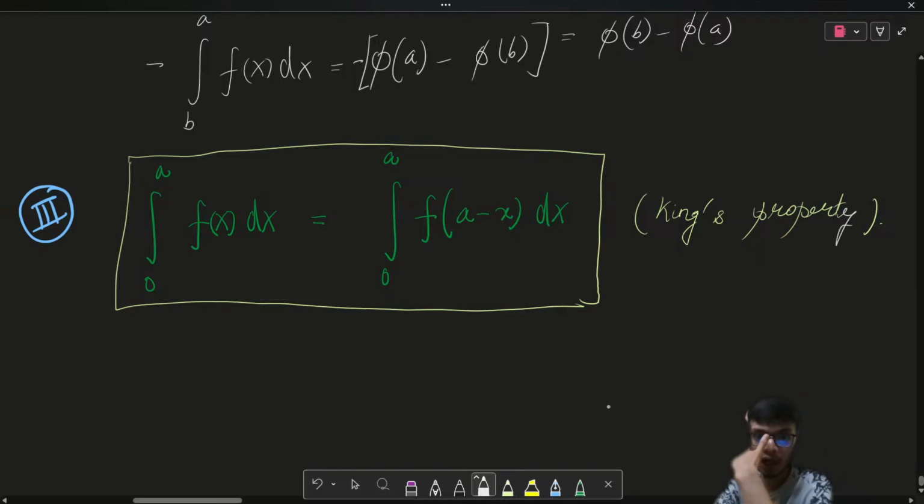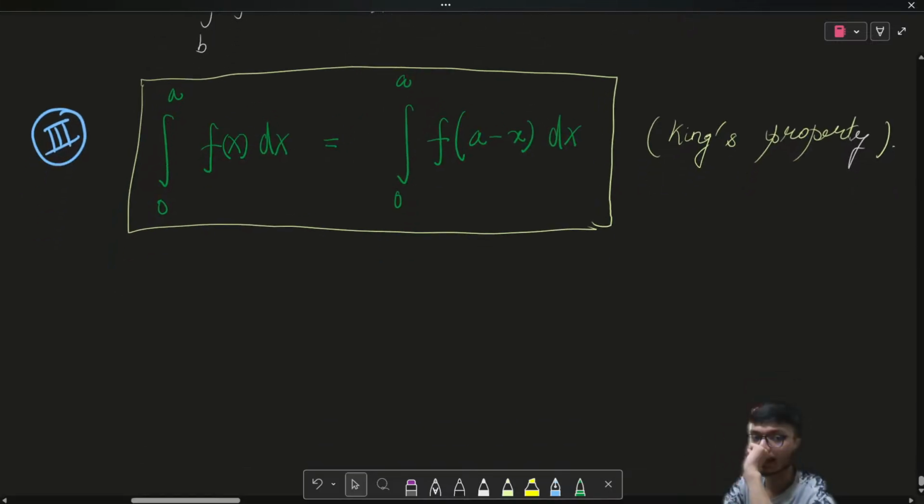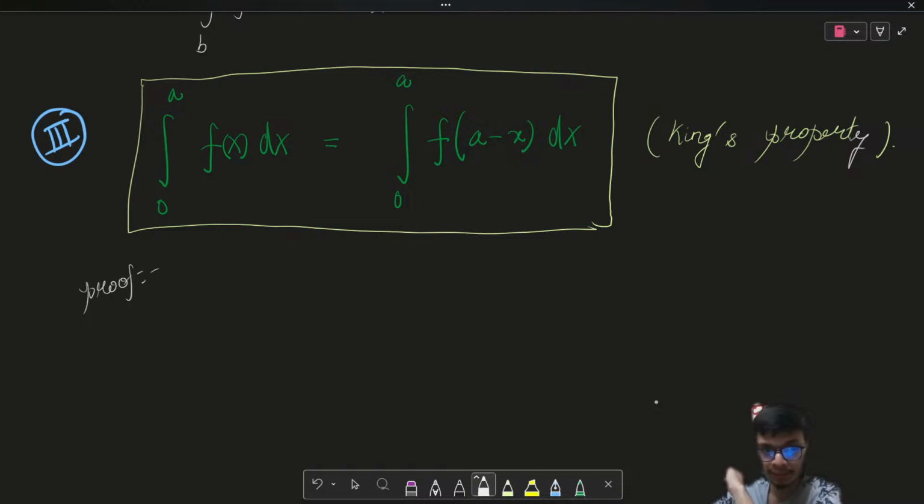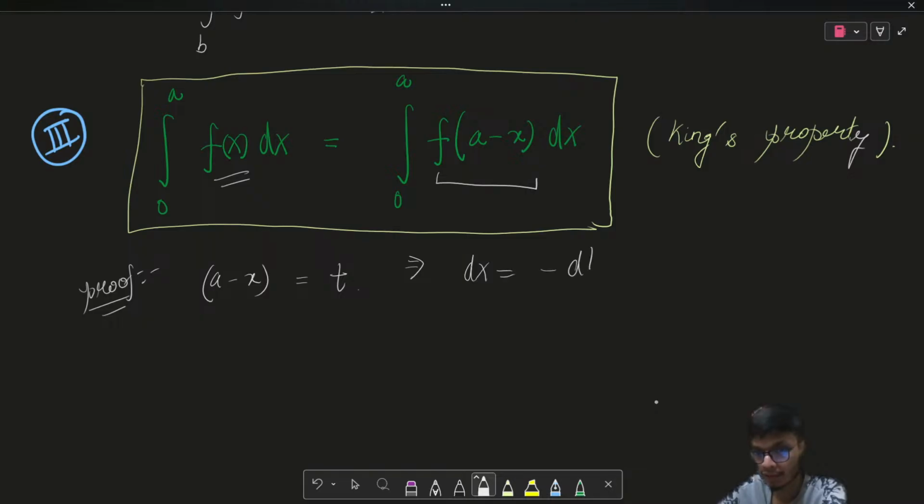Now let us see how we come across this particular property, or the derivation or proof of it. It's a very simple thing, and you can prove it simply by doing some lines of substitution. If I have this integral and I put a minus x as some variable t, then if I differentiate both sides, my dx will be equal to minus of dt, right?